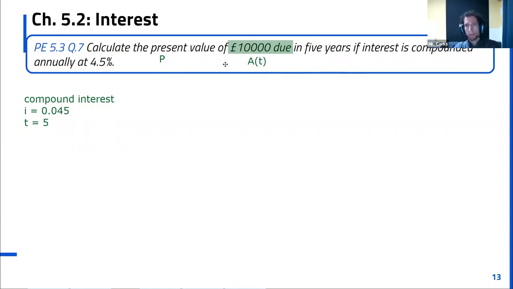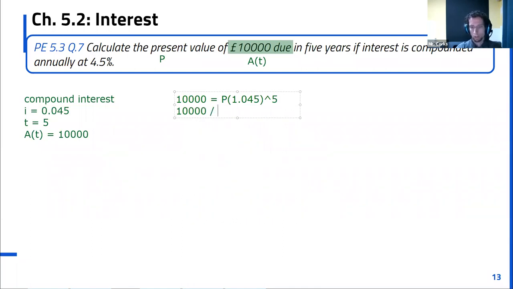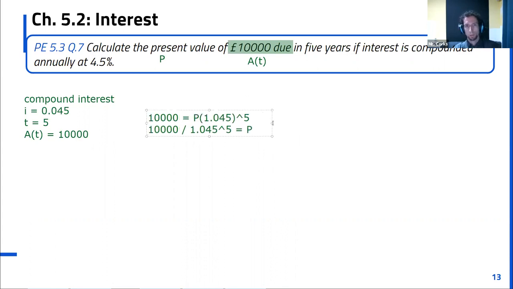All right, so given that, we can go to our formula. AT is equal to 10,000, so 10,000 is equal to P, which we don't know, times 1.045 to the exponent 5. So then 10,000 divided by 1.045 to the exponent 5 is equal to P. And we just calculate what P is. So P will be something less than 10,000. This is kind of a smaller interest rate, so it's probably not going to be a huge difference, but it'll still be a bit less than 10,000.